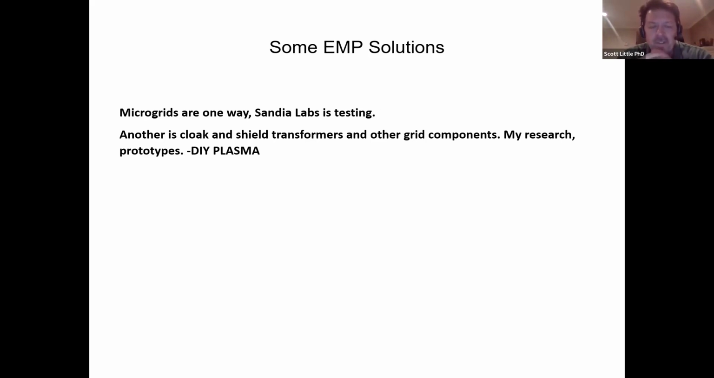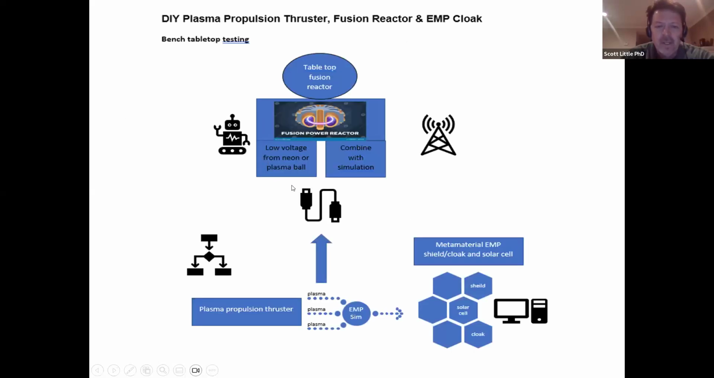Another way is some of the things that I've been doing on my own, somewhat with Edison and independently as well, which is to cloak and shield transformers and other grid components. I just call this my DIY plasma stuff, but I'll show what this is here in a second. And this is just a simple diagram that I did.